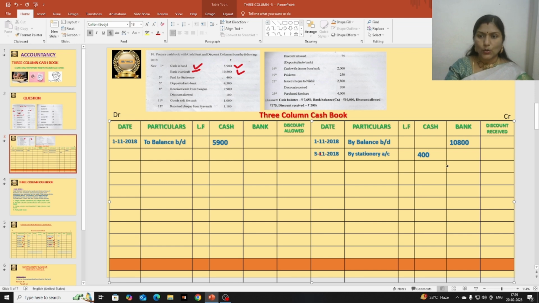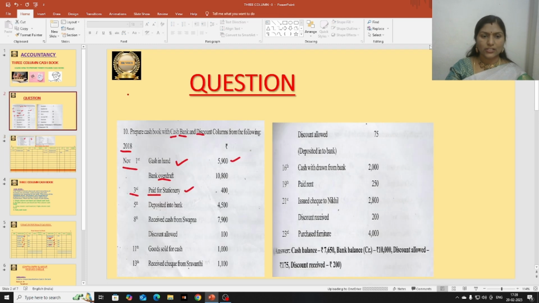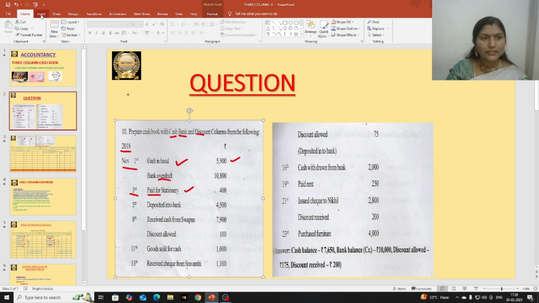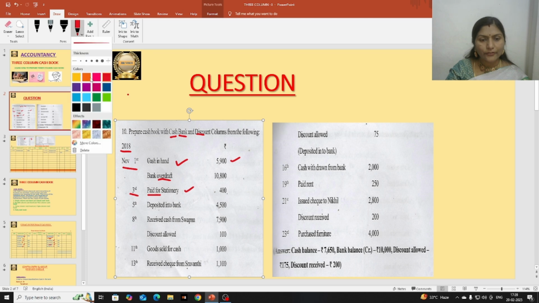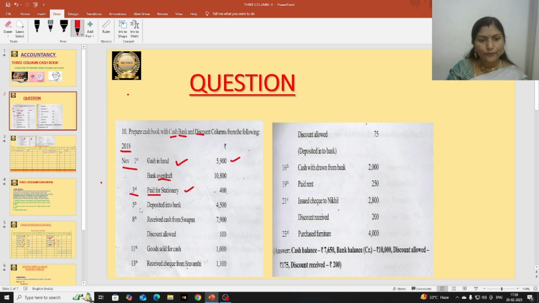After this, let us move to the next one. Next transaction. This is the question. We came back to our question. Fifth date. What happened on the 5th date? Deposited into bank. So what is this actually? Deposited into bank. The businessman is depositing money in the bank.